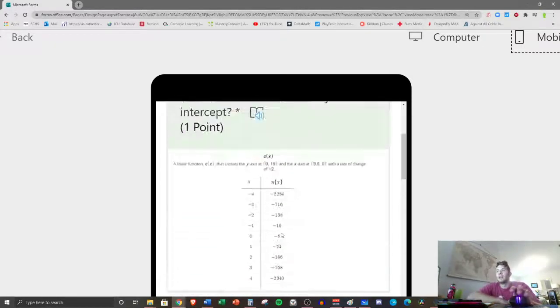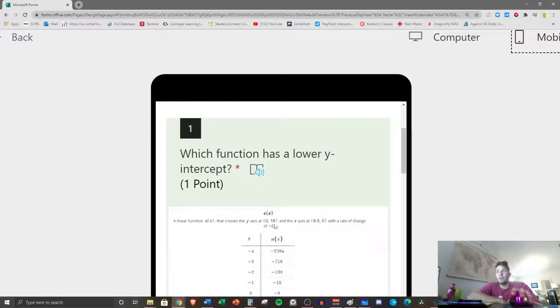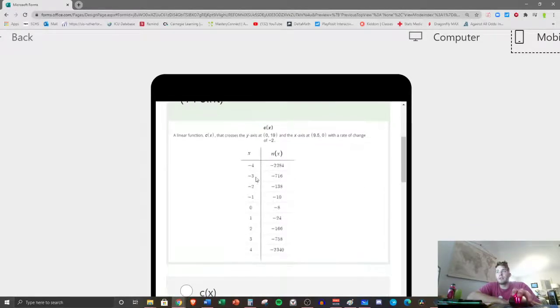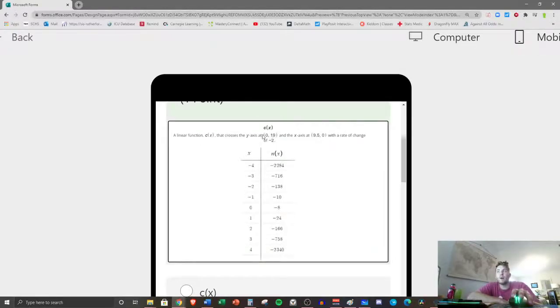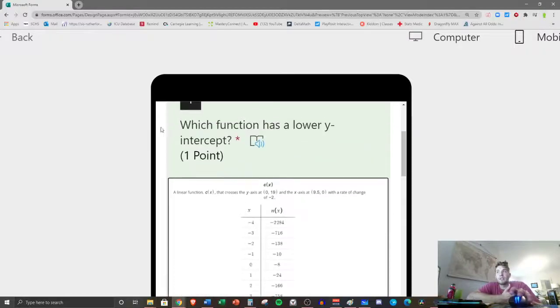Okay, so the first question, which one of these functions has a lower y-intercept? Well, you can see it gives us one, c of x. It says a linear function. It crosses the y-axis, and it tells us here that's the y-intercept, 0.19. So that's all we care about. We don't really care about much of the rest of this if it just wants to know y-intercept.